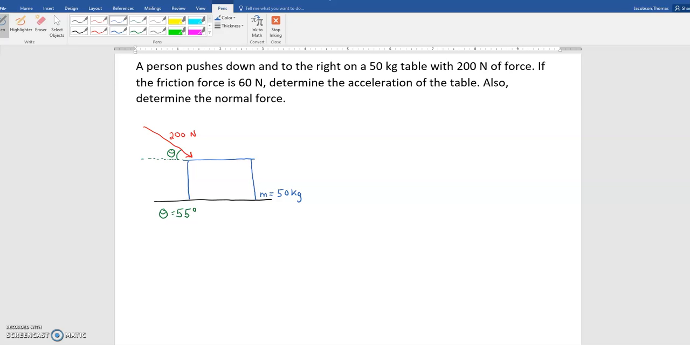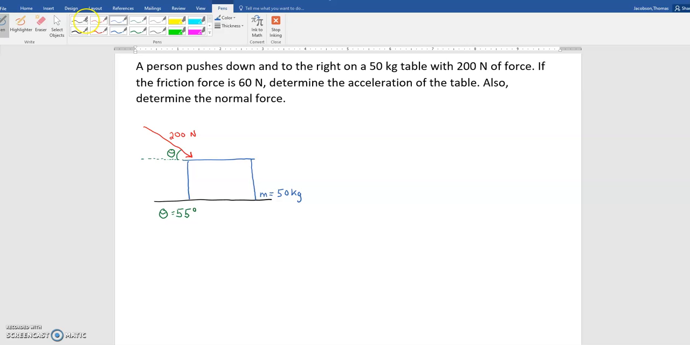Hi class, today we're going to learn how to solve angled second law problems. In this problem, a person's pushing down and to the right on a 50-kilogram table with 200 newtons of force. The friction force is 60 newtons, and we want to determine the acceleration of the table. We also want to determine the normal force.